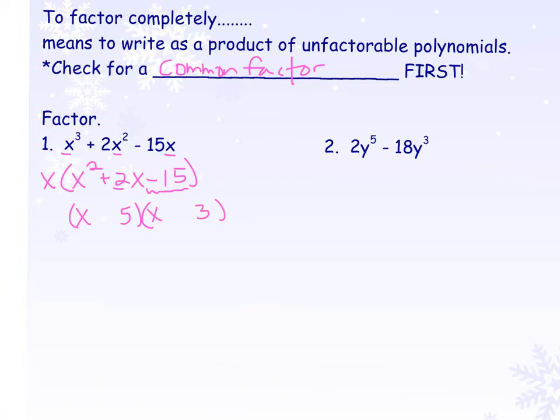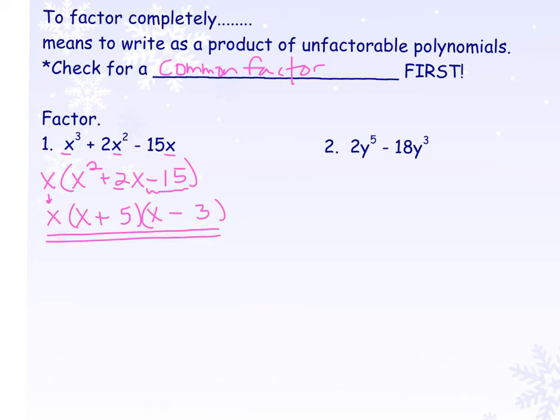We want negative 15, which means one of the numbers needs to be positive and one needs to be negative, and positive 2 when we add. If we make 5 positive and 3 negative, adding them together would give us that 2 in the middle. For the final answer, though, make sure to drop that first variable straight down. So here is your product of unfactorable polynomials. That's the factored form for x cubed plus 2x squared minus 15x.